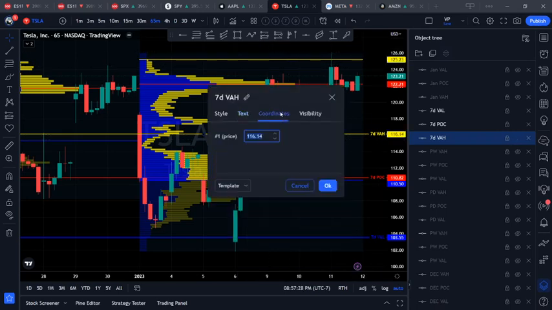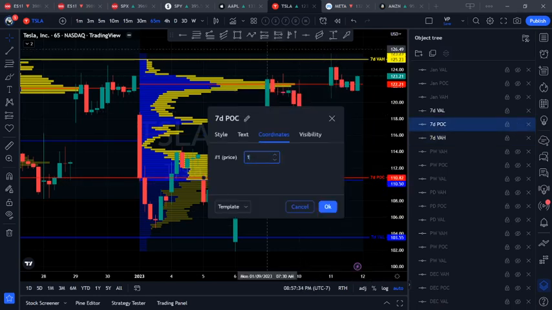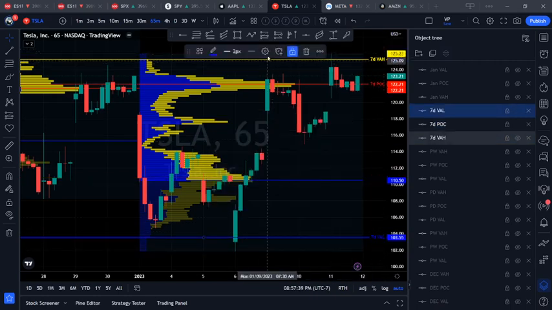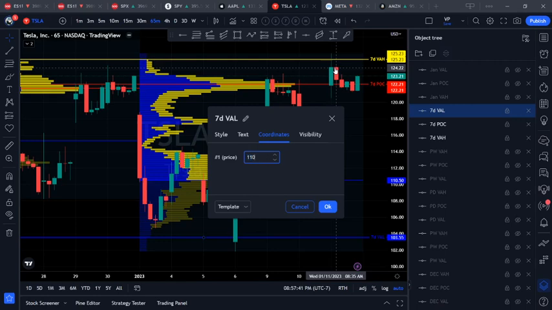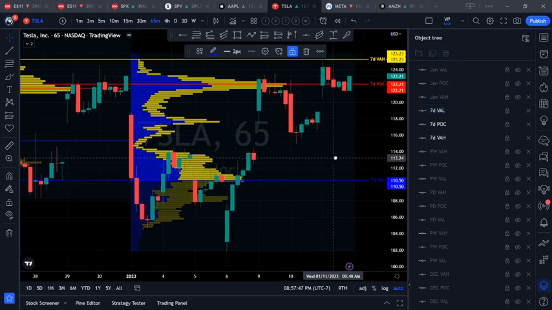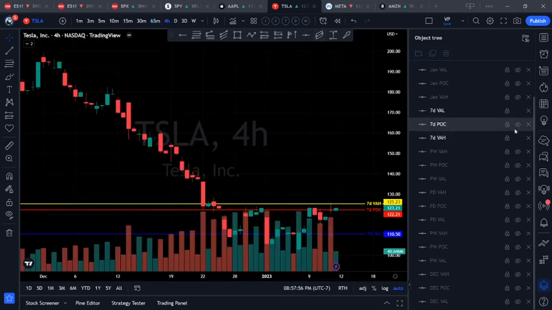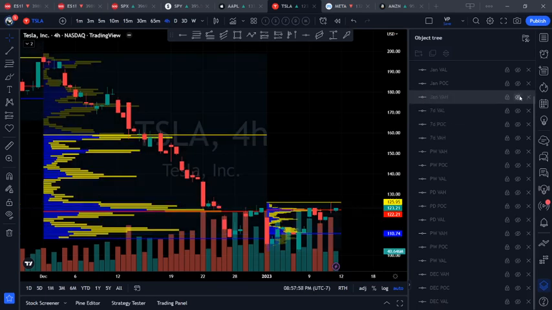Seven-day value area high went up to 125.23. POC 122.21. And the 7-day value area low 110.50 on Tesla for the last week. So, our last 7 days of data. We'll move on to the monthly levels now.